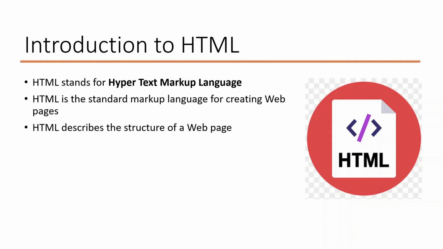HTML describes the structure of web page. What does a structure of web page mean? So suppose your body is made up of a skeleton and the muscles, right? So a skeleton is the HTML for a web page, and on the top of a skeleton all the muscles are the CSS thing. Okay, so I hope you understand what does a structure of web page mean. So in order to develop the web pages, we need HTML.